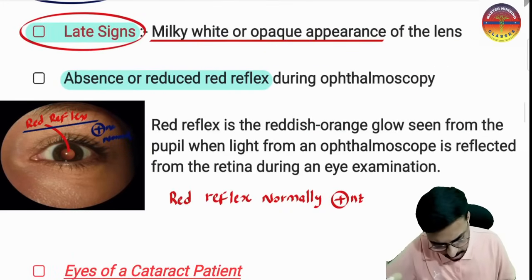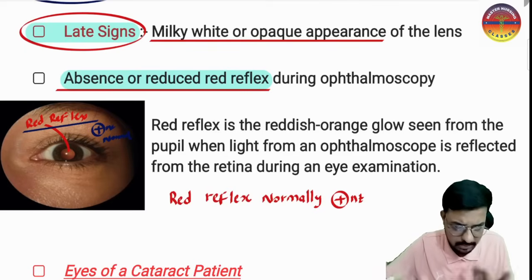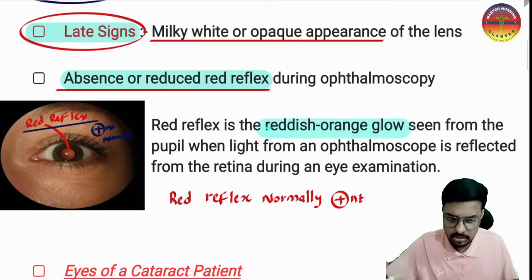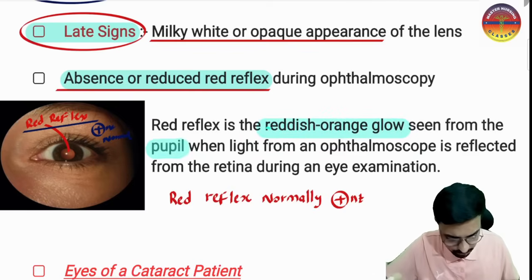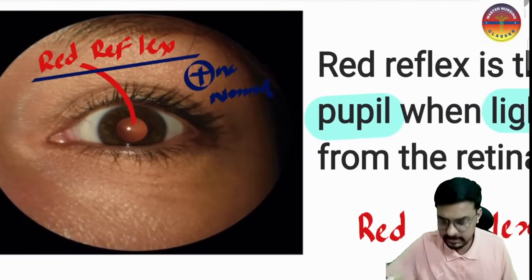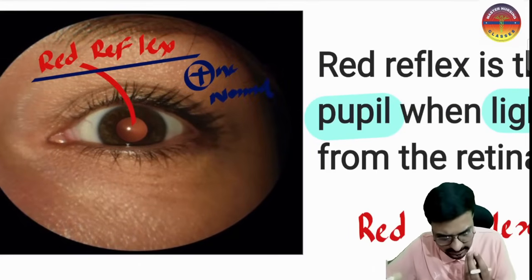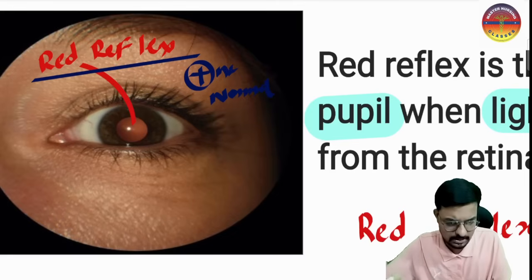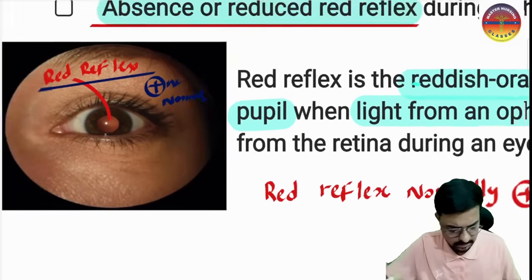Normally in my eyes and your eyes we don't have a cataract, so we have the normal red reflex. So what is the red reflex, sir? The red reflex is the reddish orange glow that is seen from the pupil when we throw a light or pass the light through the ophthalmoscope. It reflects as red in color. When we pass light through the pupil onto the retina, the retina reflects a red color. That is the red reflex, very simply. The red reflex should normally be present.